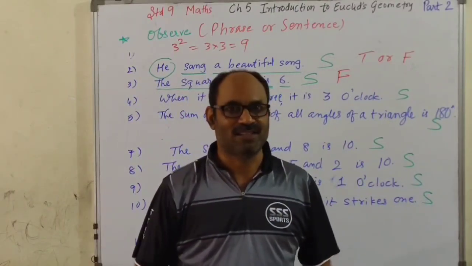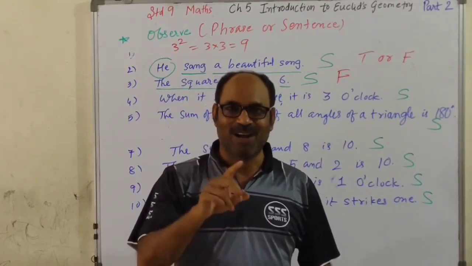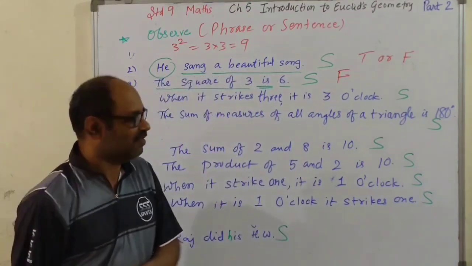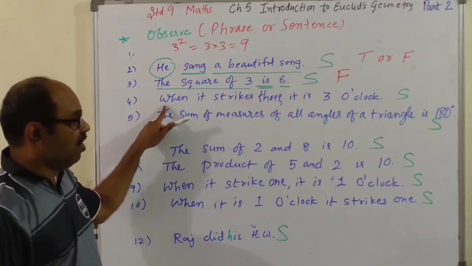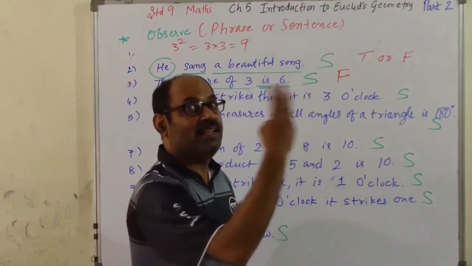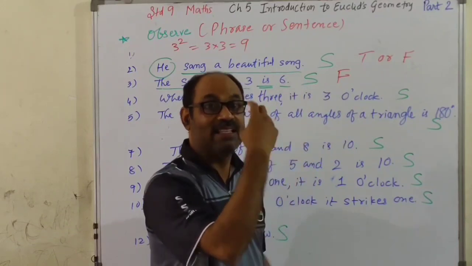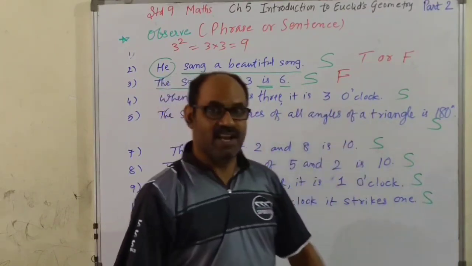Everyone will say false. But everyone should have knowledge. 3 square means 3 into 3, and that is equal to 9 and not 6. Next, when it strikes 3, when it's 1, 2, 3. Alright, when it strikes 3, it is 3 o'clock.